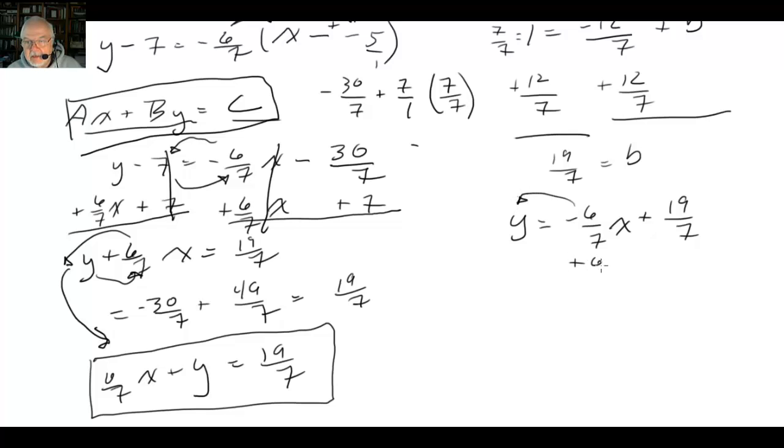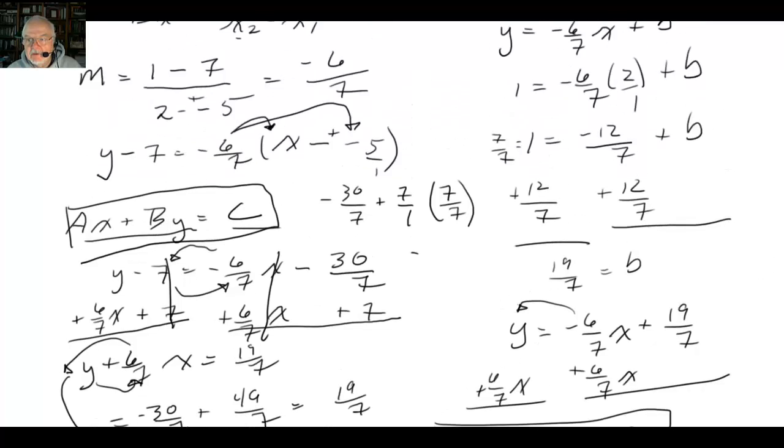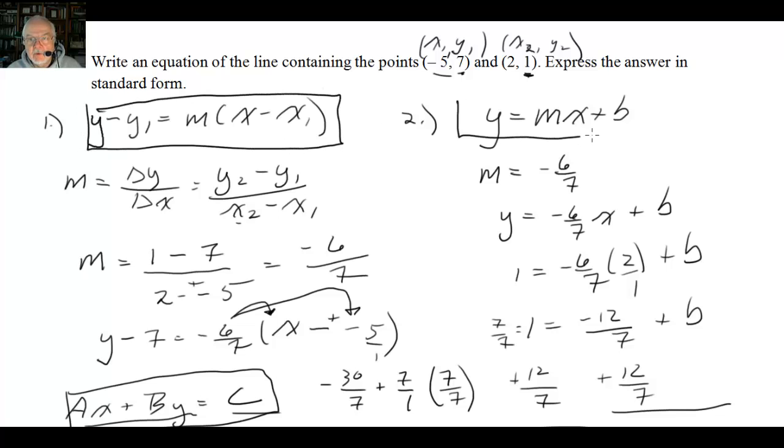That's not a problem. I just add 6/7 x to both sides, plus 6/7 x. And what do I get? I get 6/7 x plus y equals 19/7. Oh my goodness, I got the same answer. So it doesn't matter which one of these formulas you use. You can use either one. You can use either this one or this one. Doesn't matter.